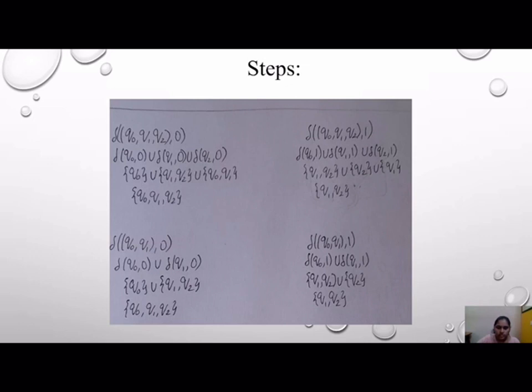Transition of {Q0, Q1} with respect to 0 is transition of Q0, 0 union transition of Q1, 0. Transition of Q0, 0 is Q0 and transition of Q1, 0 is {Q1, Q2}. On applying union operation, it becomes {Q0, Q1, Q2}. And transition of {Q0, Q1} with respect to 1 is transition of Q0, 1 union transition of Q1, 1. Transition of Q0, 1 is {Q1, Q2} and transition of Q1, 1 is Q2, which becomes {Q1, Q2}.